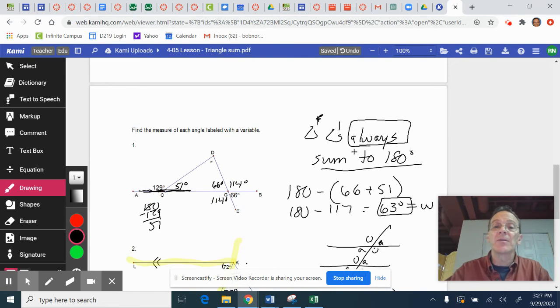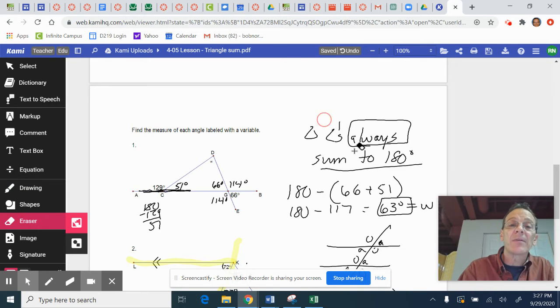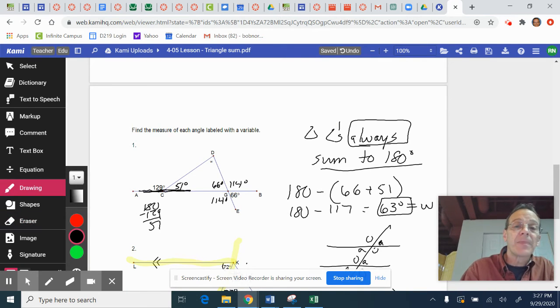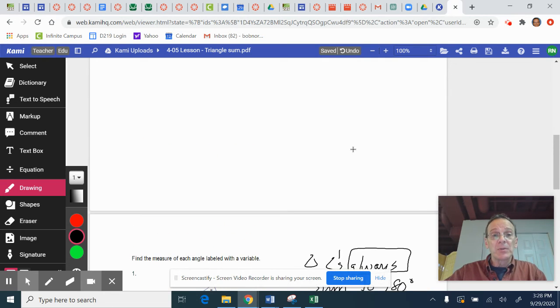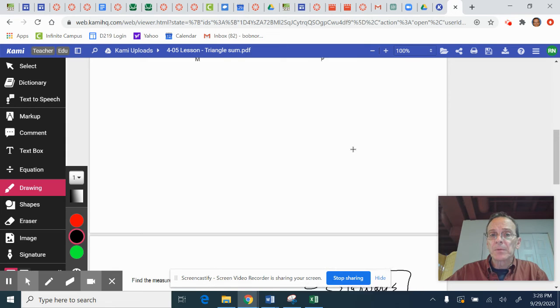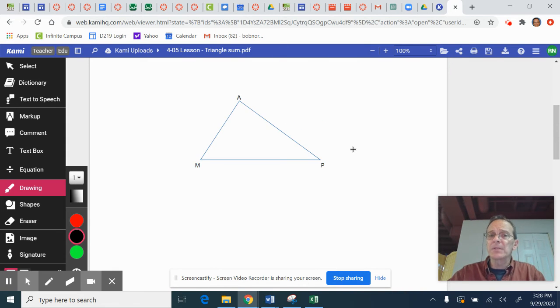So once again, here's the fact. Triangle angles always sum to 180 degrees, no matter what the size or shape of the triangle, no matter how long the sides are. If one of the angles is obtuse, if there's a right angle, does not matter at all. Now, I promised you in the last couple of minutes, I'm going to show you why this always has to be true. Okay? So stick with me for these last few minutes.